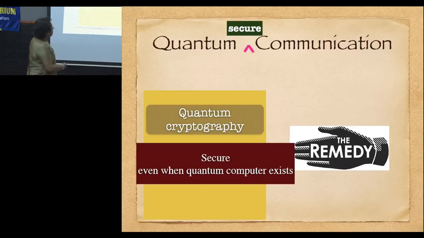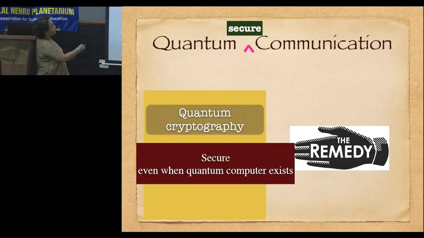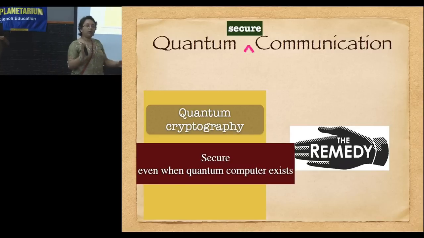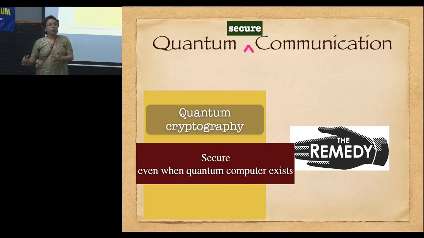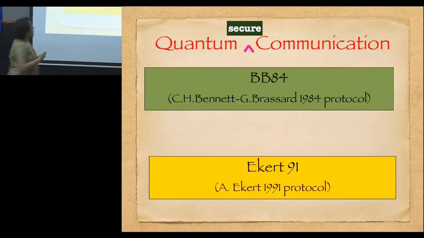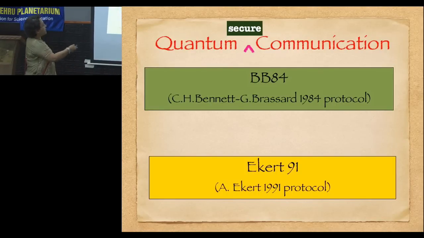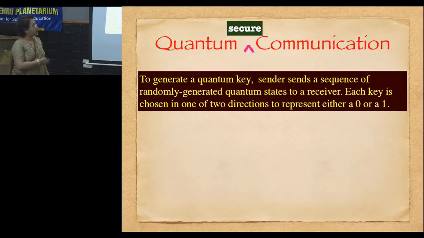It was shown that this cryptography based on quantum mechanics is secure even when a quantum computer exists. Even when you build a quantum computer, there is an alternative, quantum-based crypto system which remains secure. This was actually proposed in 1984 by Bennett and Brassard, and then by Artur Ekert in 1991.